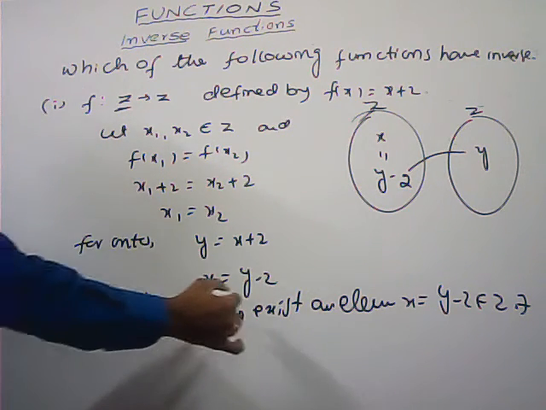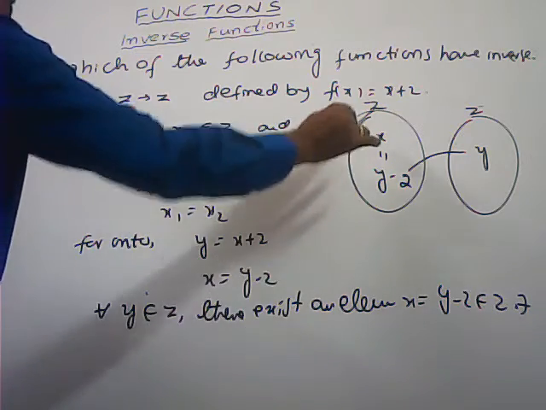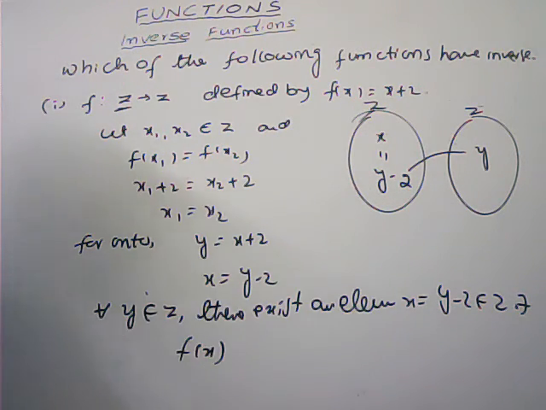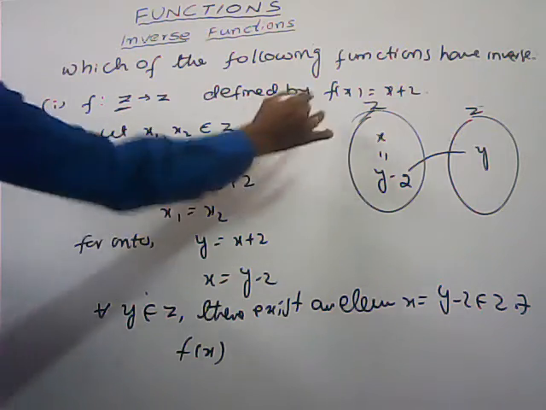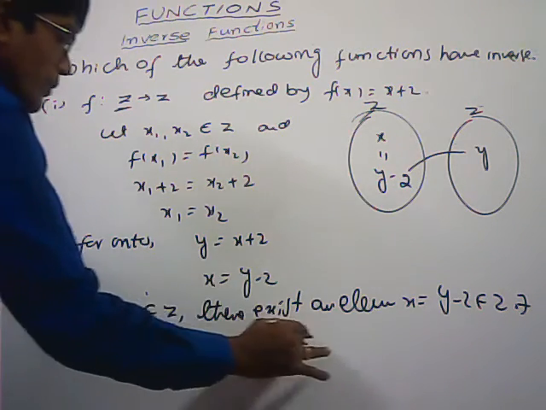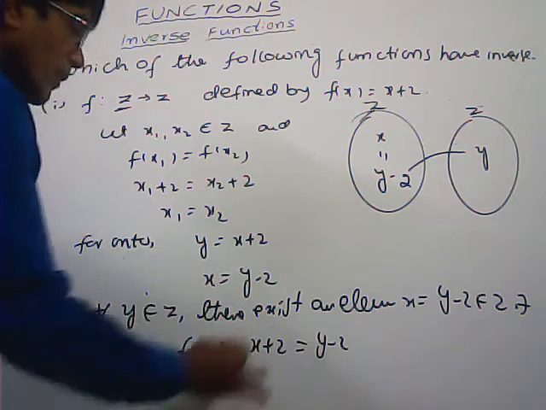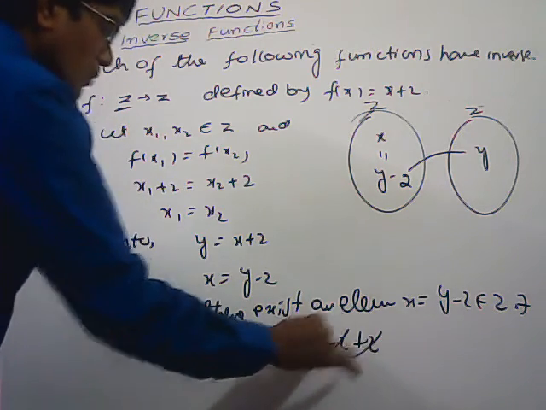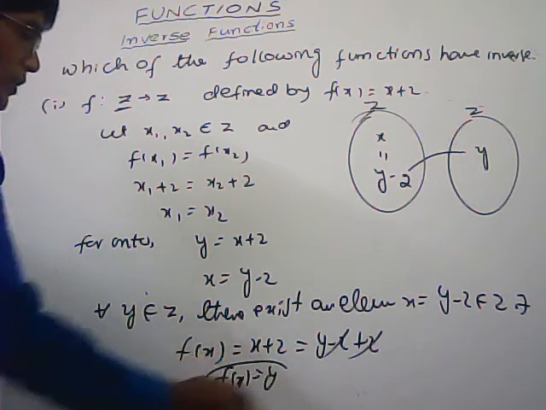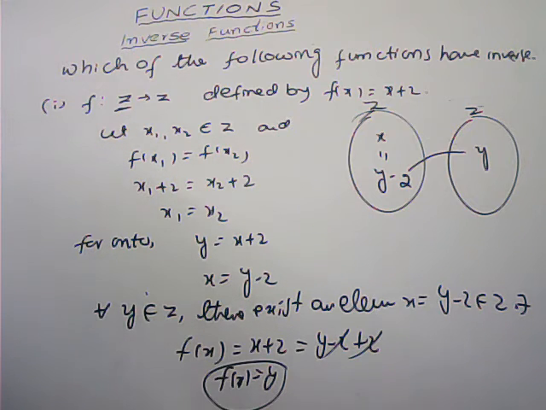For every y belongs to z, there exists an element x belongs to z such that f of x equals y. Now what about f of x, given function x plus 2? Here in the place of x you can put y minus 2. Plus 2 is there, and plus 2 minus 2 both get cancelled. F of x equals, we are getting y. Therefore f is said to be onto function.